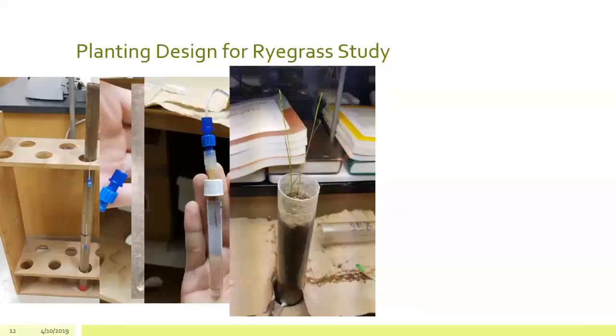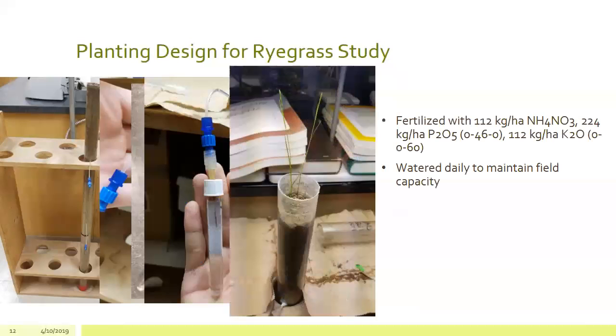I did this in the lab just to test everything out, to make sure that I could actually grow this ryegrass in cores and that everything's working. I'm going to follow the previous study's fertilization techniques of using ammonium nitrate, triple superphosphate, K2O. I'm watering it daily to maintain field capacity based on weight.